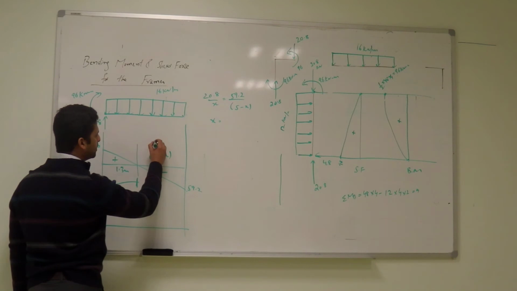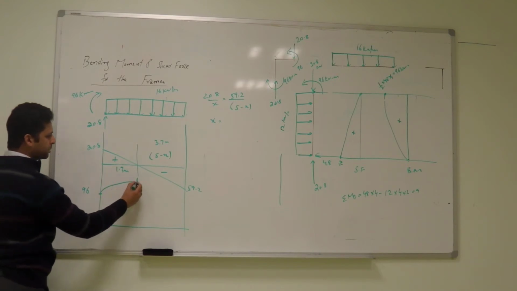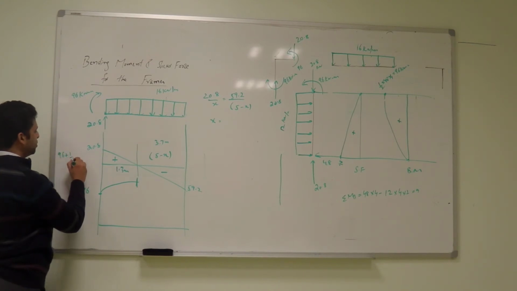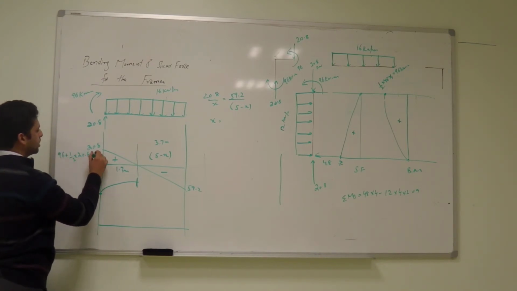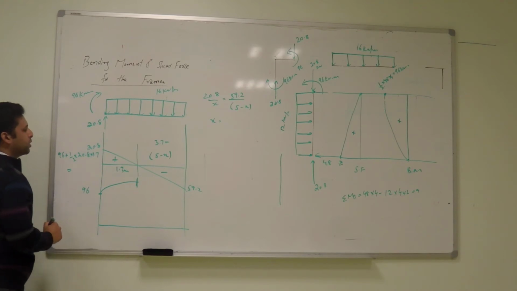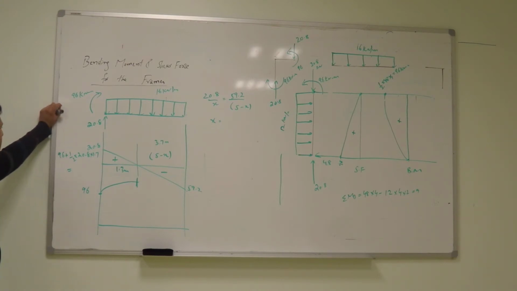So this will be 3.7. So just add this area to this point. So this point will be 96 plus 1 over 2 into 1.7. How much is that? 10.4 into 1.7. Tell me the answer. One point seven or 1.3 should be. 1.3.